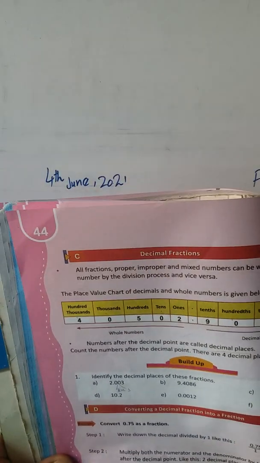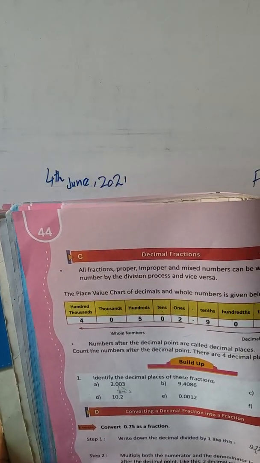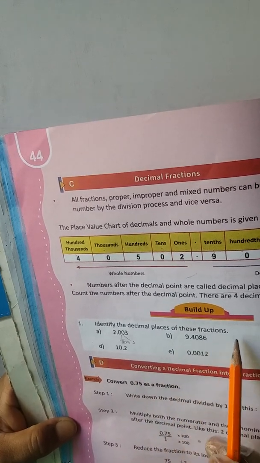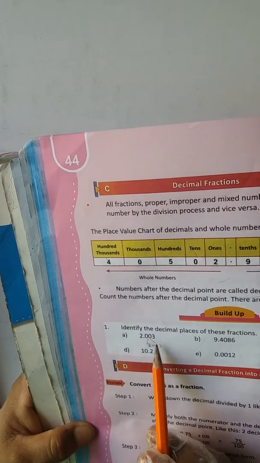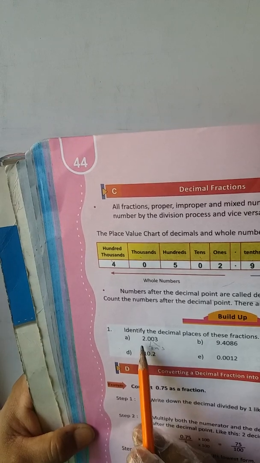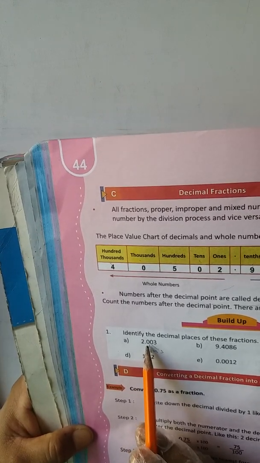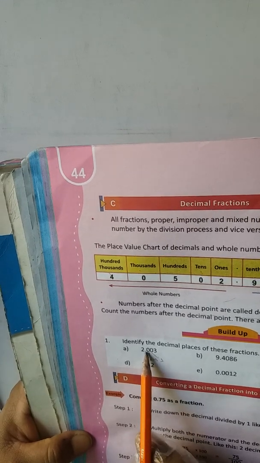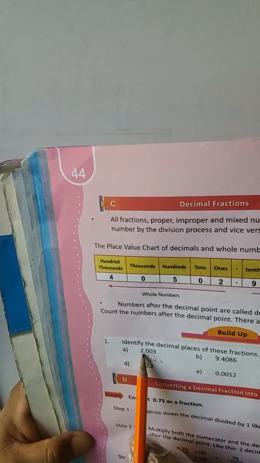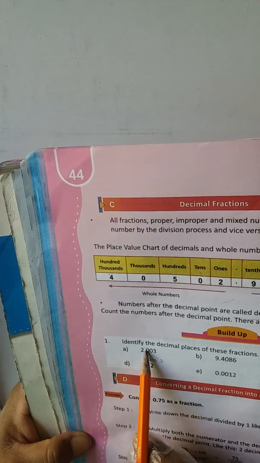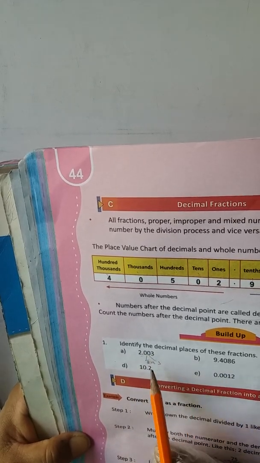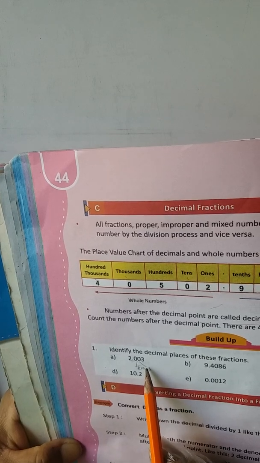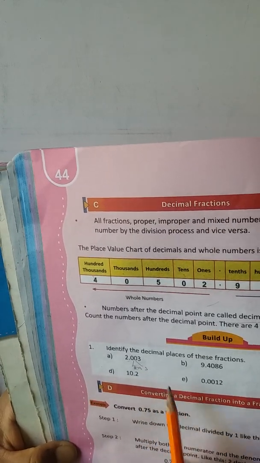Grade 5, open up page number 44. Question number 1, build up. Identify the decimal places of these fractions. So you have to simply identify the places. As I have told you already, we write the numbers before the decimal starting from the ones, tens, and after the decimal we start from the tenths, hundredths and thousandths. In this way you have to identify the places of the numbers.